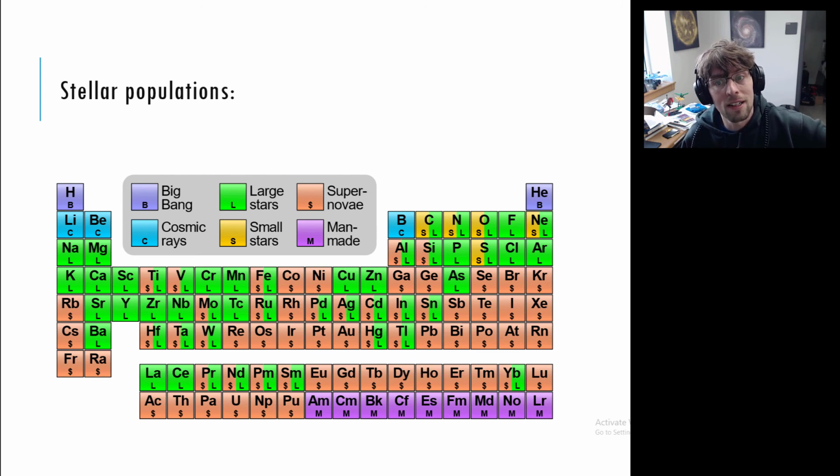It's not by accident that some of these higher periodic table elements are more rare. It's because the process that produces them is not as common. It's harder to produce high mass stars, which means supernovae are not as common, which means you're not going to get these elements as often. Pretty cool, huh?